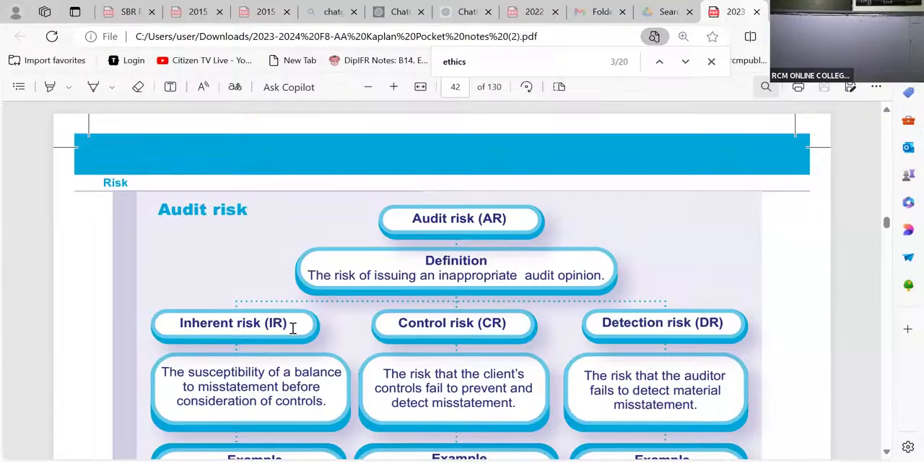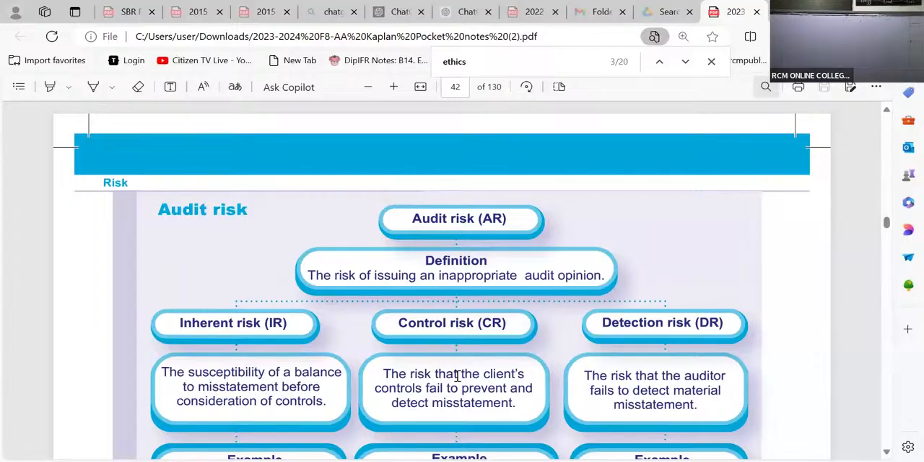Inherent risk, for example, when you go to audit a bank, there is an inherent risk there that they're dealing with money. So there is a high risk that things may not be right there, because everybody wants to steal. So there's a susceptibility of a balance to misstatement before consideration of controls. Even if you put whatever controls there, ladies and gentlemen, we have what we call an inherent risk. The risk which is associated with the kind of business I'm auditing. There are businesses which are inherently risky given the kind of things that they are doing.